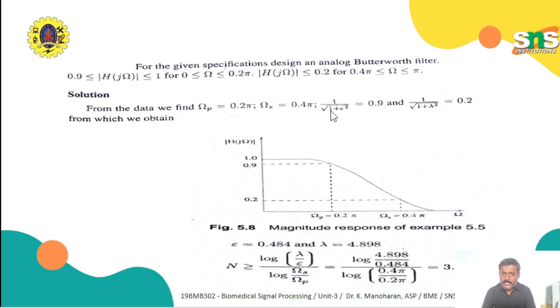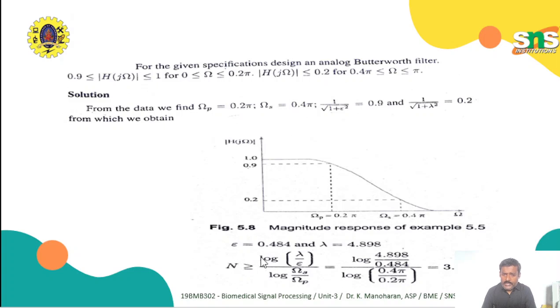What happens? 1 divided by root of 1 plus epsilon square will be equal to 0.9 square. Again, so we have to cross multiply this. So 1 equals 0.9 square into 1 plus epsilon square. Once you multiply inside this, we keep epsilon square on one side and the remaining all on another side. From this we can find epsilon square. Taking a square root on both sides, we can find epsilon.